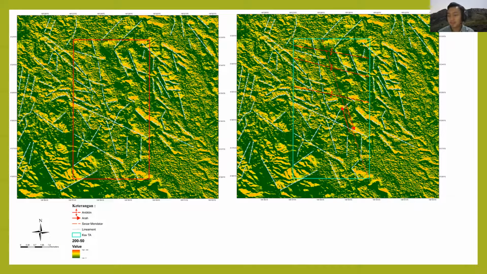This is the alignment map. Based on the result of alignment extraction, the anticline has a northwest-southeast distribution. For the retraction of the strike slip fault, we used the residual anomaly overlay made by Nuriana 2018. So here are the 3 anticlines, and here is the dextral strike slip fault.